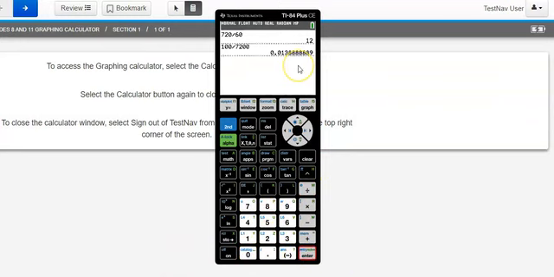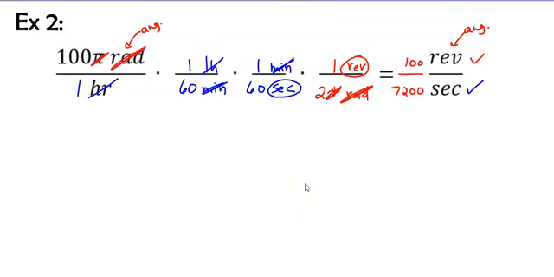And you end up with, I think it's going to say round to the nearest tenth, but that would be kind of weird. On your worksheet it says that. That'd be kind of weird in this situation. So let's just go like 0.014, just to get an idea of what our answer actually is. So 0.014 revolutions per second.